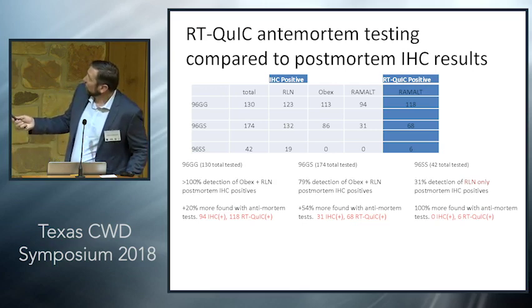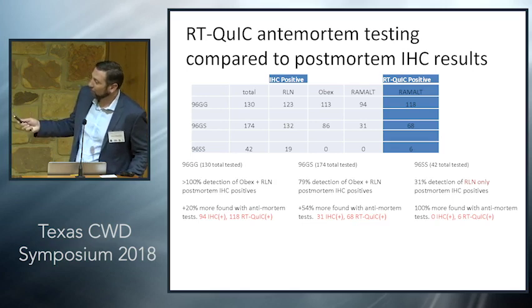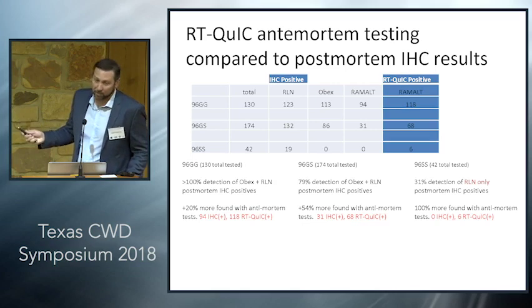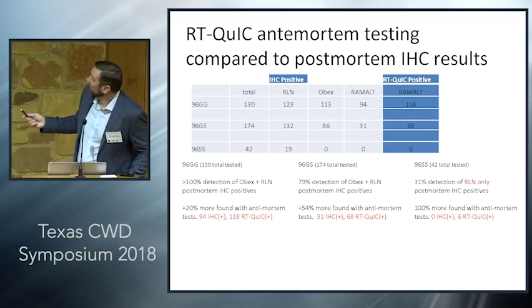In the GS animals, which are partially resistant to CWD, there was 79% detection, and in the handful of SS animals, there was a 31% detection, but only in the lymph node only positive samples, because none of those animals were positive in the OBEX to begin with, right? And in the cases of the GG animals, there were 20% more found with the antemortem RT-QuIC test compared to IHC, and 54% more found in the GS sampling.